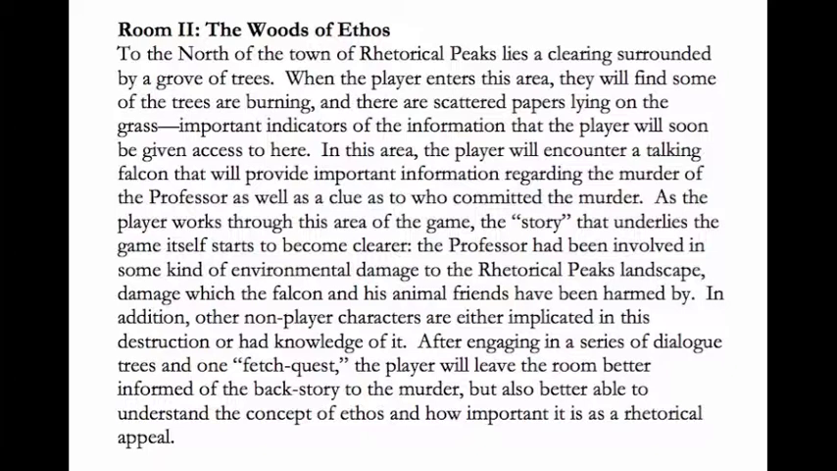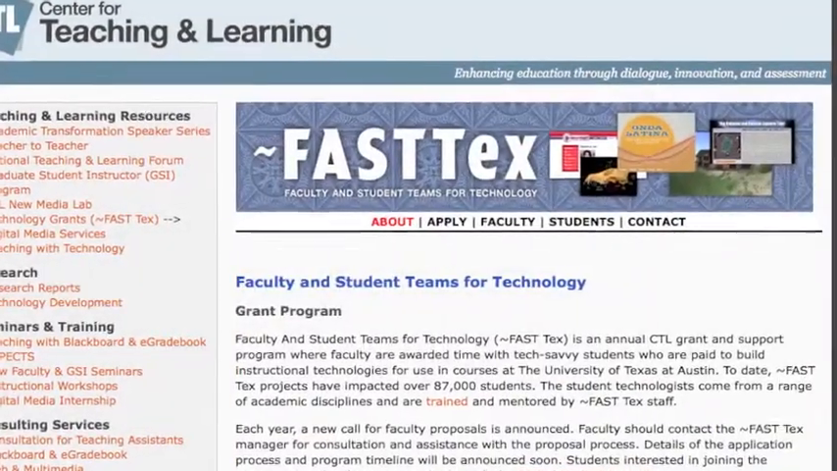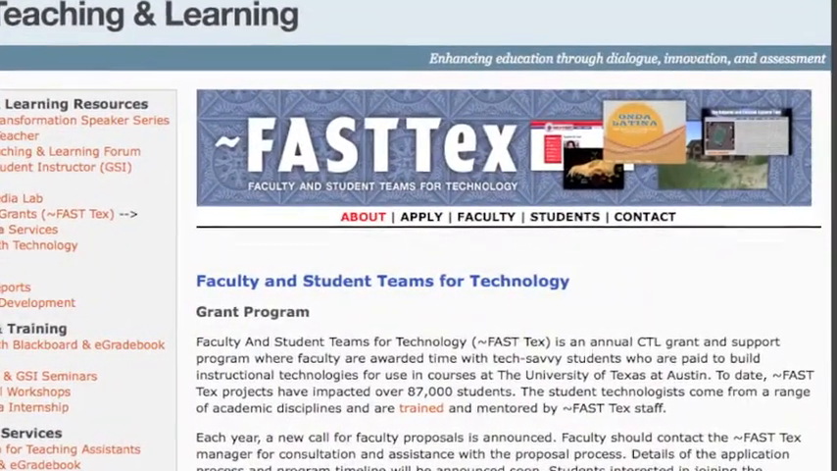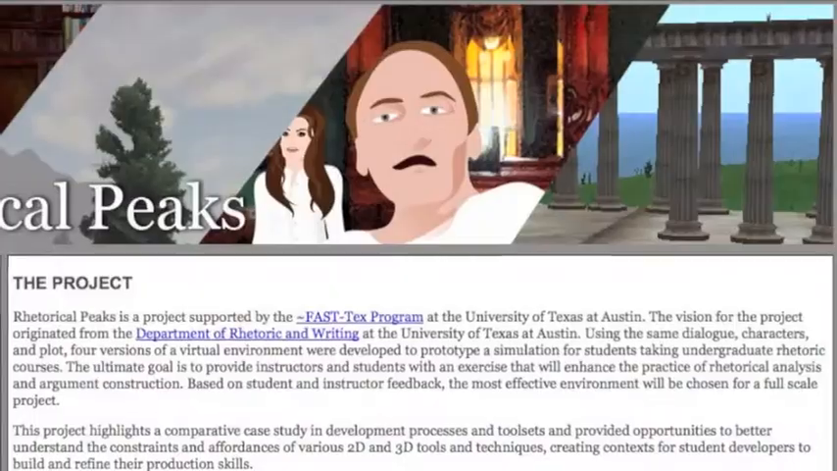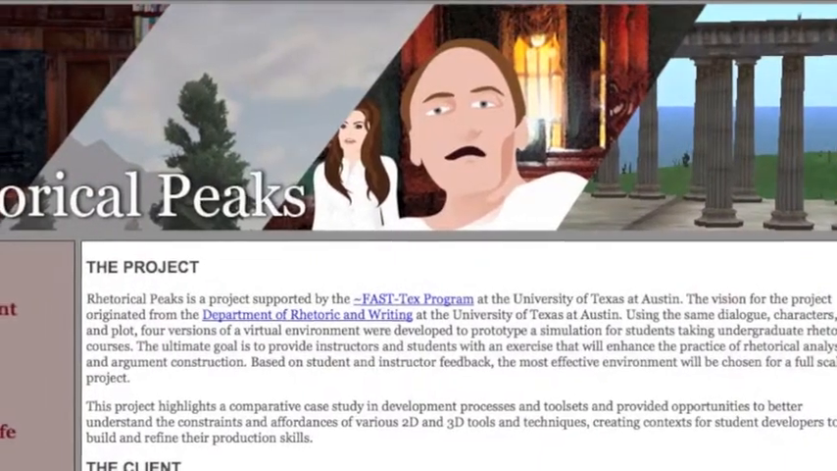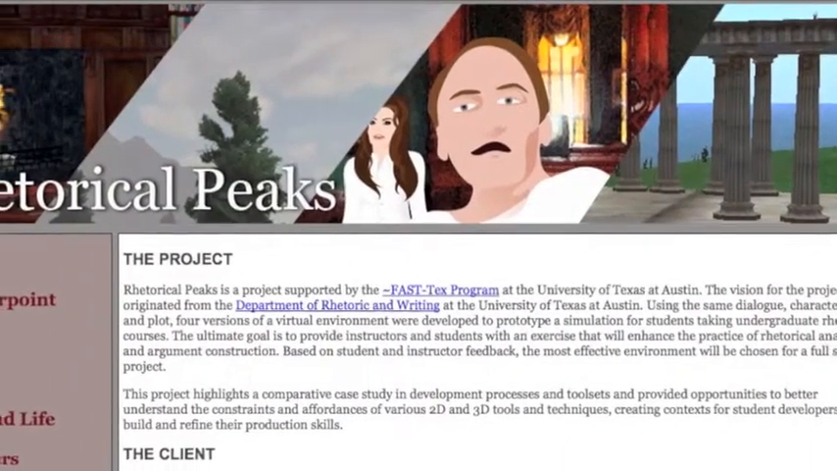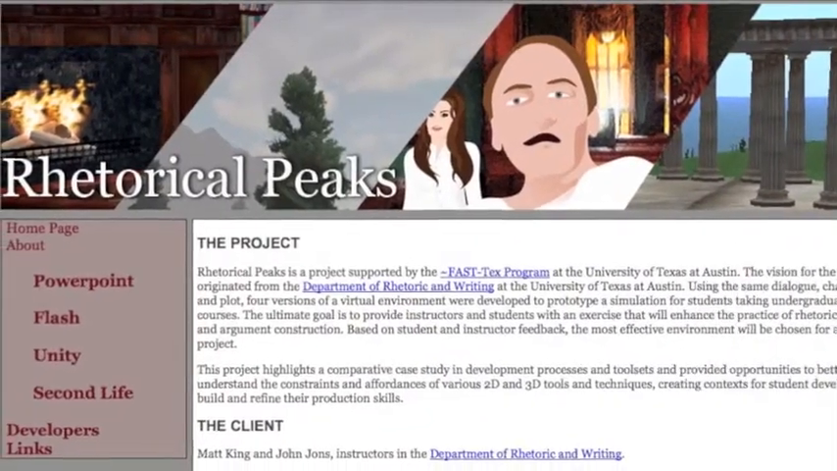Since this iteration of the game relied on proprietary software, it was never tested in classes, and the project group set out to produce a self-contained game that could be owned and operated by the Digital Writing and Research Lab. In 2008, the project received a grant from the Faculty and Student Teams for Technology program at the University of Texas at Austin. That summer, a team of artists and programmers worked with the Rhetorical Peaks group to create 4 new iterations of the game using Flash, PowerPoint, Unity, and Second Life.